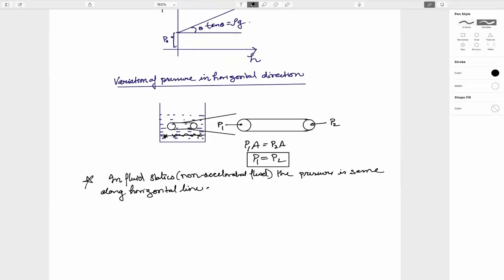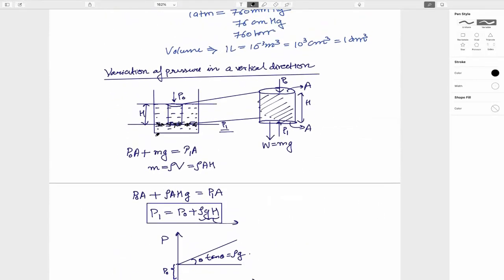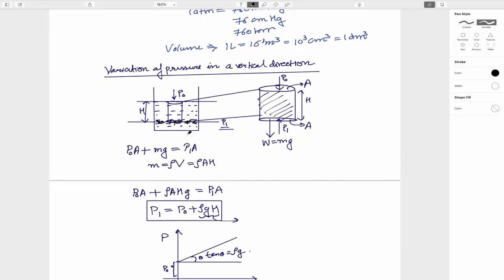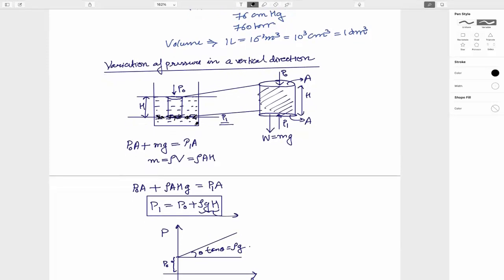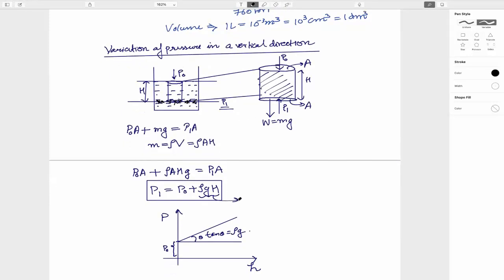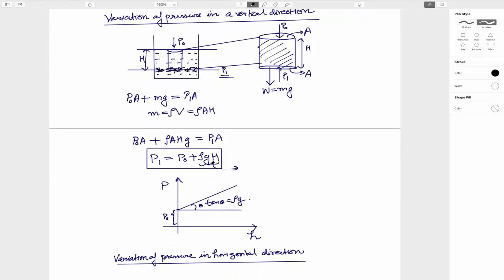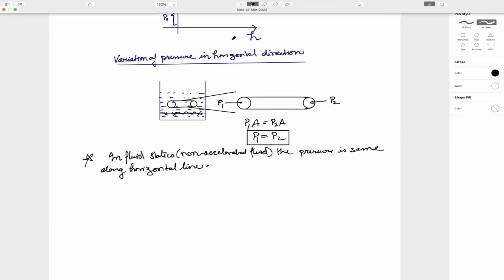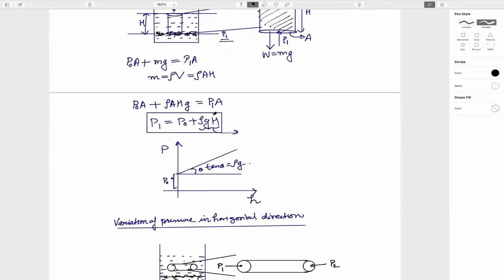In case of fluid statics or the non-accelerated fluid, the pressure does not vary along the horizontal direction. In the vertical direction, it is only varying because there is gravity. If there is no gravity, then there shouldn't be any variation, and this variation is essentially because of the mass that is coming from the external field, that is gravity. So that is variation in pressure along horizontal direction, and that is variation in pressure in vertical direction.